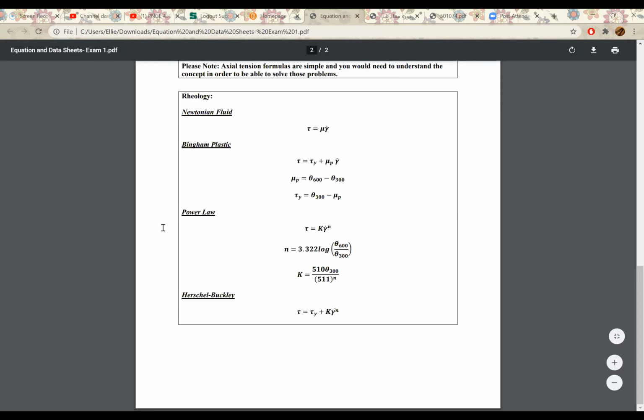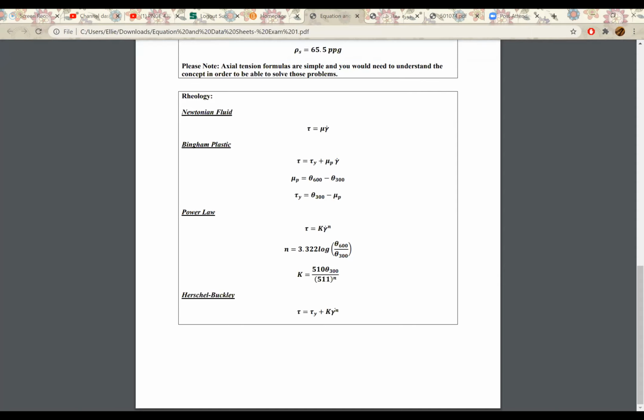And how these equations work for the Newtonian, Bingham plastic, power law, and Herschel-Bulkley models. So that's how the rheology works. So there are 4 problems. Well, before that, do you have any questions from the equation sheet?